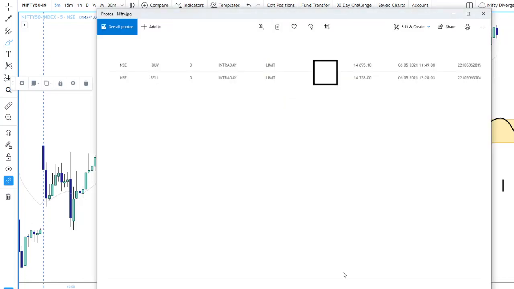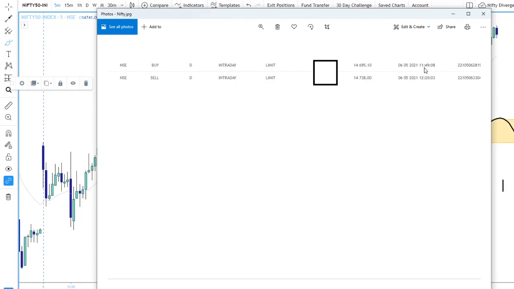Just to show you my entry and exit points, as you can see here, I bought at 14,695. This is the futures price, and then closed at 14,738, making somewhere around 43 points. Don't worry about the quantity. I've just blurred that part, because I don't want you to get under any sort of impression that you can only make money if you trade in so many lots. So don't worry about that. You can trade with just one lot and still make a good amount of money.